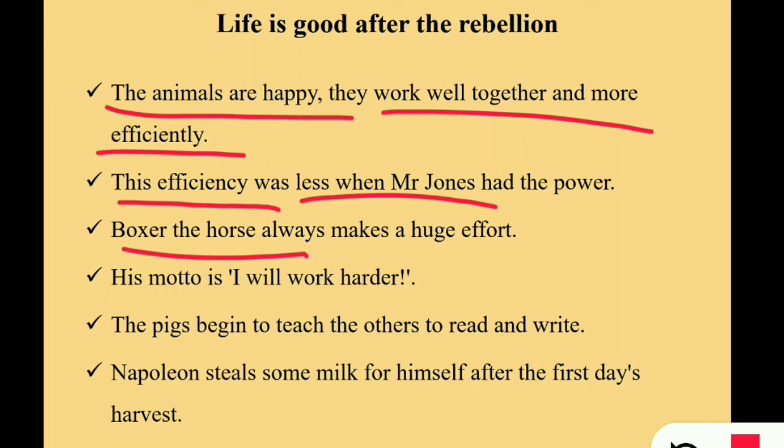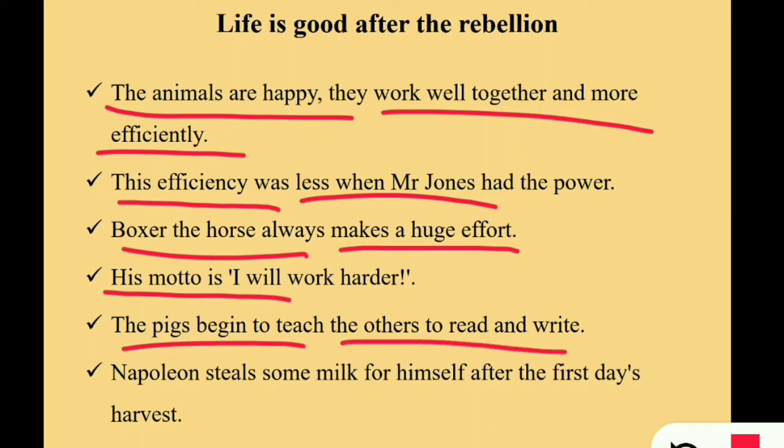Boxer, the horse, always makes a huge effort. His motto is, I will work harder. The pigs began to teach the others to read and write. Napoleon steals some milk for himself after the first day's harvest. Here we see that the animals are happy because they think that their leadership has been changed. Jones was a powerful person, but they were able to throw him out. And it shows that he was less competent than anyone else.